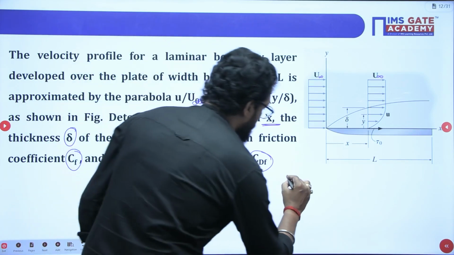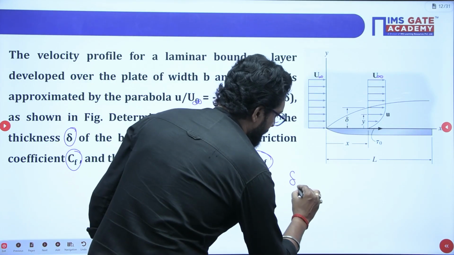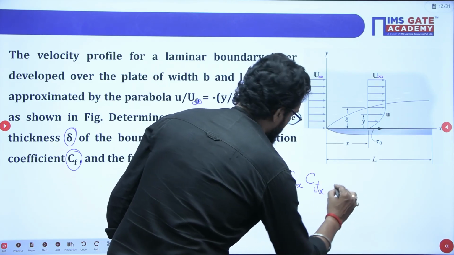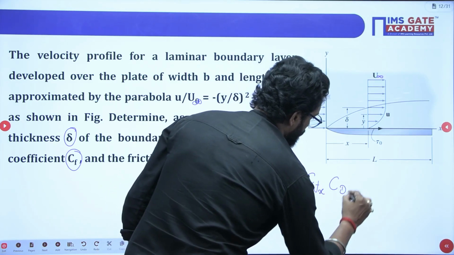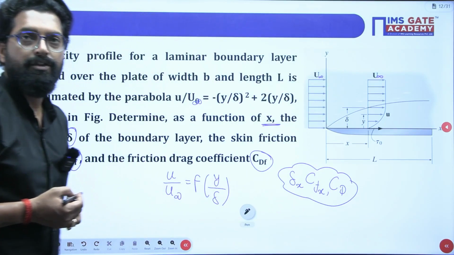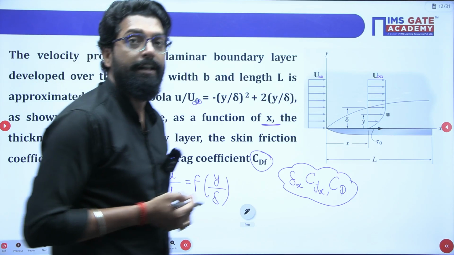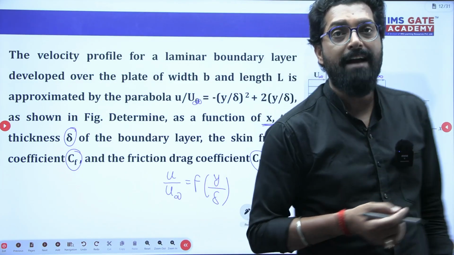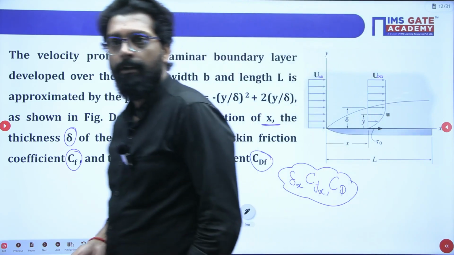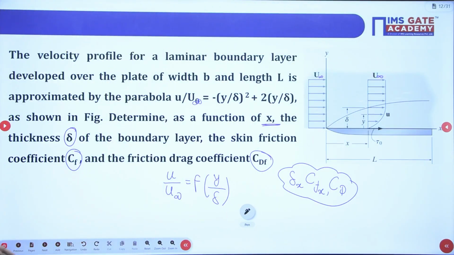What do you have to find? Boundary layer thickness at any x, skin friction coefficient at x, and the drag force over the entire plate. These three parameters you always find. If someone asks you what is the importance of the boundary layer, sir, from the boundary layer you can find the skin friction coefficient, drag coefficient, boundary layer thickness, wall shear, all the things. Now, start with that.